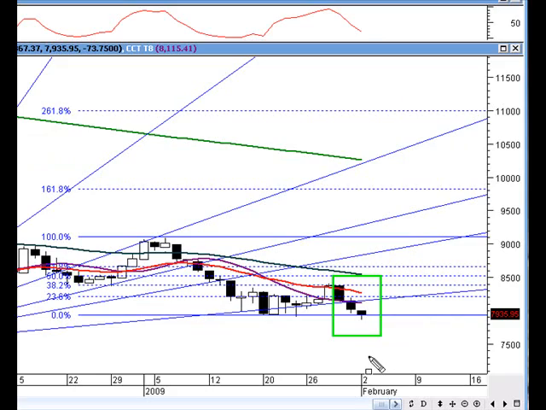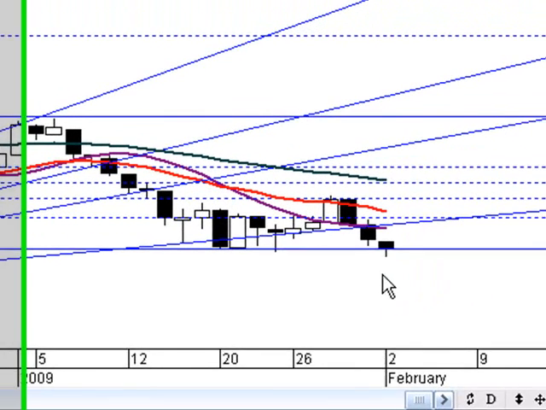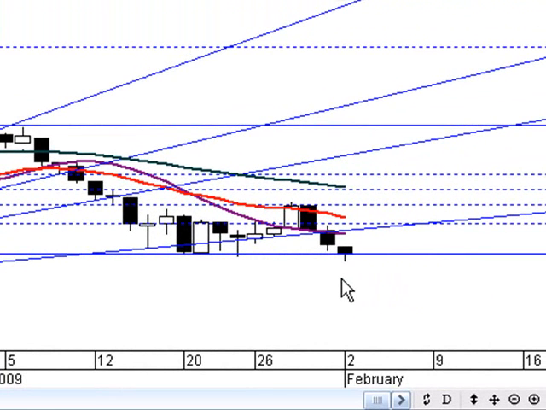As you can see, right here is a three black crows candlestick pattern. Not a perfect one, but close enough for what we're looking at. Not a good sign for prices further traveling to the south, to the downside.